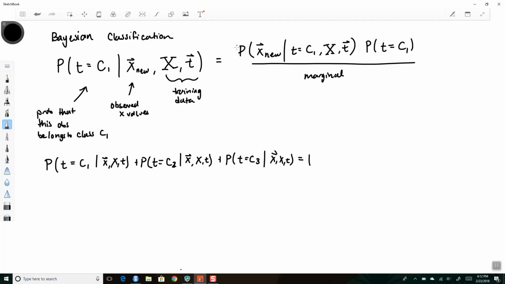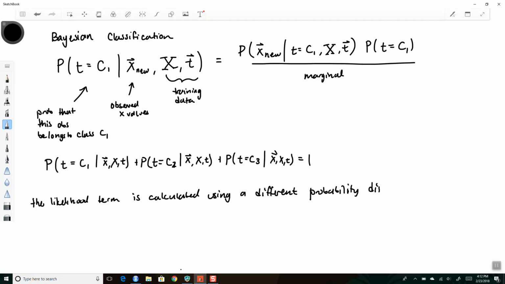And this part, the likelihood term, is calculated using a different probability distribution for each class.